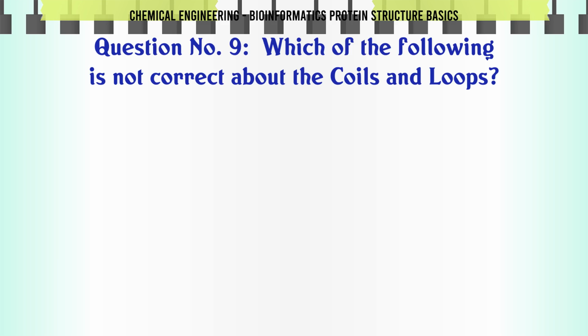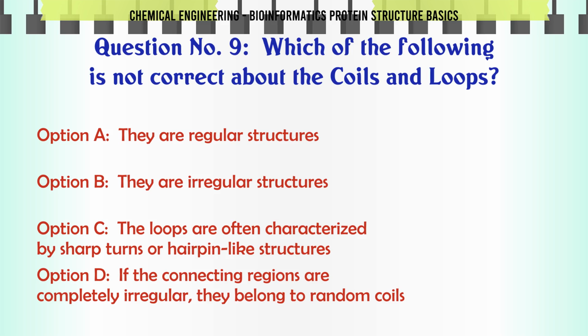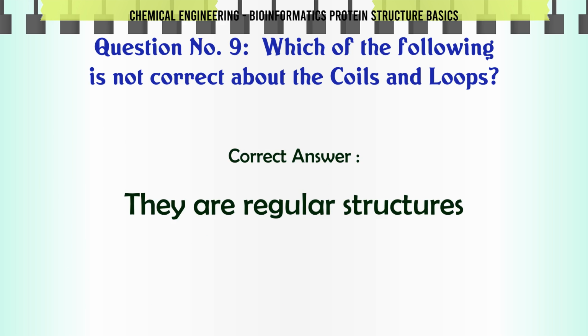Which of the following is not correct about the coils and loops? A. They are regular structures. B. They are irregular structures. C. The loops are often characterized by sharp turns or hairpin-like structures. D. If the connecting regions are completely irregular, they belong to random coils. The correct answer is: they are regular structures.